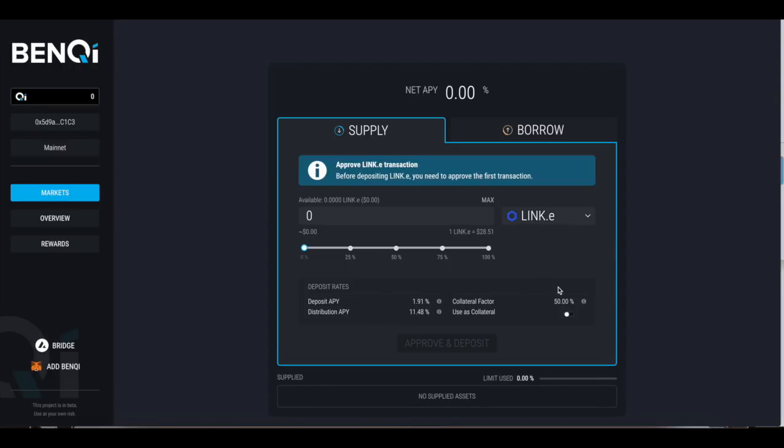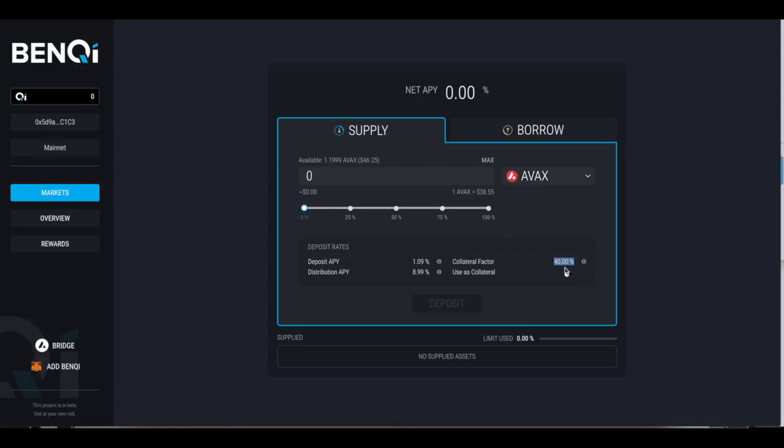Now, another one is Link. Link has a collateral factor of about 50%. It is able to be used as collateral, but you see this 50% number? Even Avax is 40%. That is not capital efficient. Why is it not capital efficient? Well, if you deposit $10,000, you're only going to be able to borrow $4,000, because your collateral factor is 40%. That's something to keep in mind when you're using this leverage.